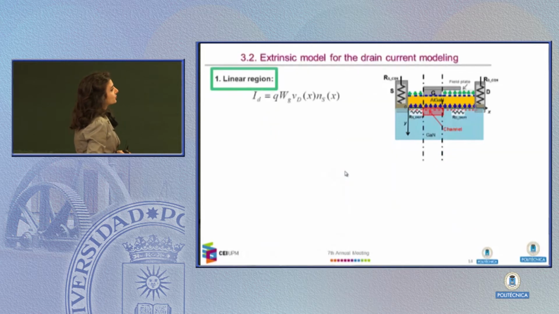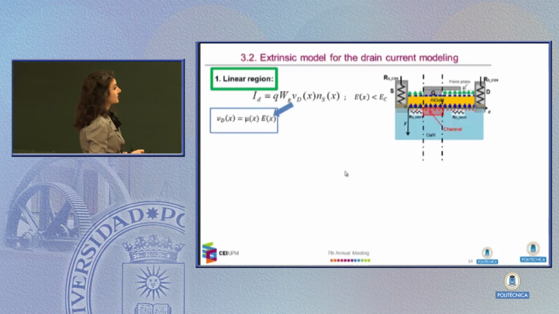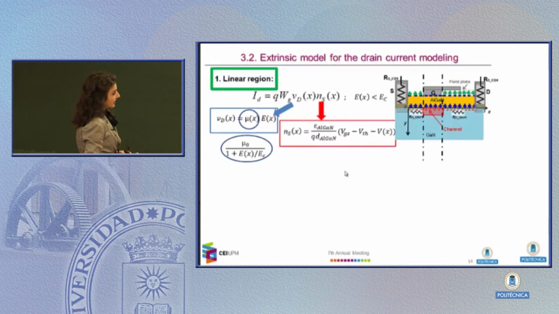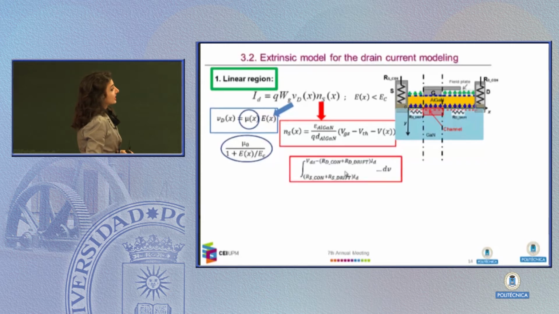So let's move to the drain current, which is one of the key points in the model. The drain current is modeled in this way for the linear part, which is the area of interest, where you can see that Vd is the drift velocity of electrons in the channel. This is the applied model for the mobility. And this is the 2D gas dependence that was already derived, but now we need to take into consideration the voltage drop in the channel since we are applying a drain to source voltage. If we perform the integration, we obtain the full model.